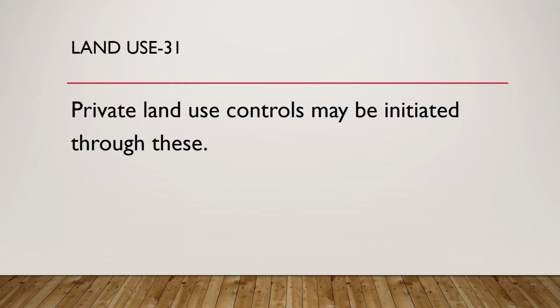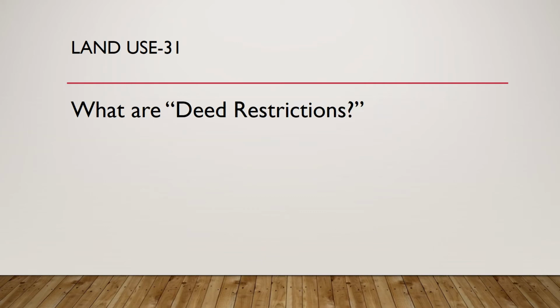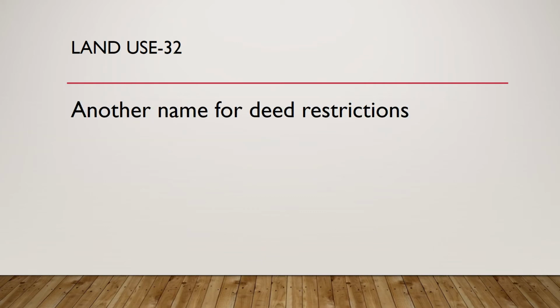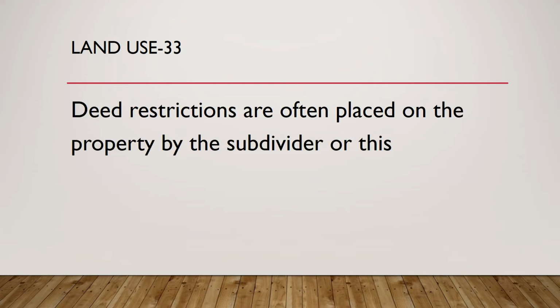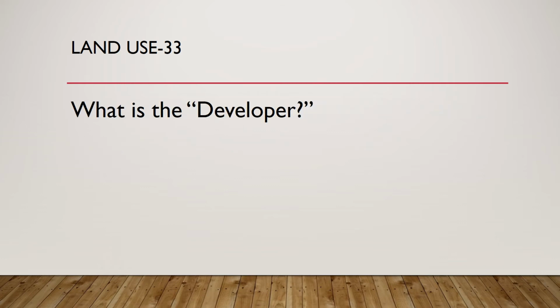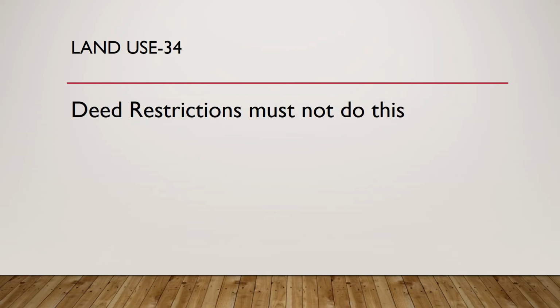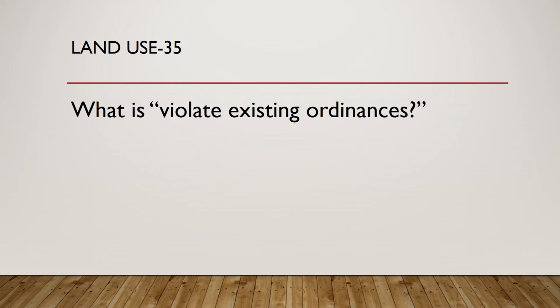Question 31. Private land use controls may be initiated through these. What are deed restrictions? Question 32. Another name for deed restrictions. What are restrictive covenants? Question 33. Deed restrictions are often placed on the property by the subdivider or this. What is the developer? Question 34. Deed restrictions must not do this. What is violate existing ordinances?